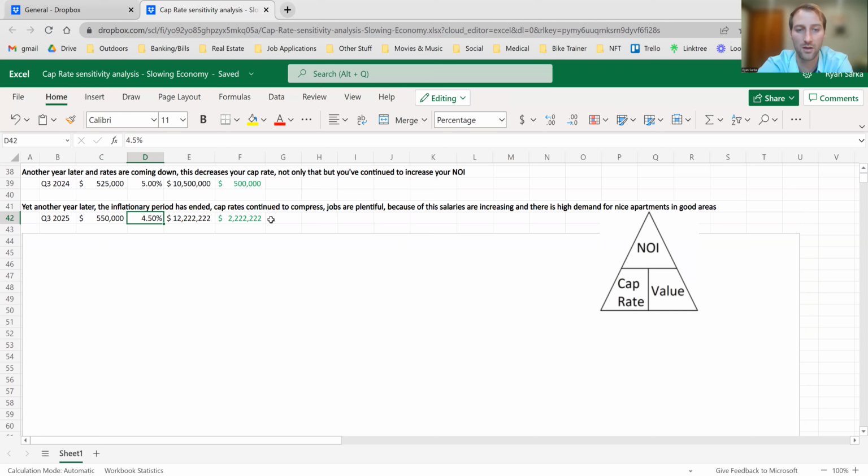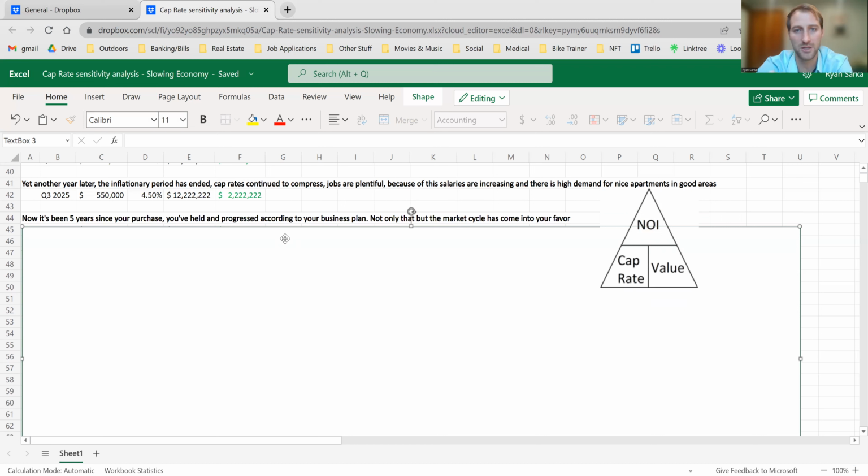And now it's 5 years since the purchase. I chose 5 because for a lot of people, especially in the syndication space, 5 years is kind of that sweet spot.